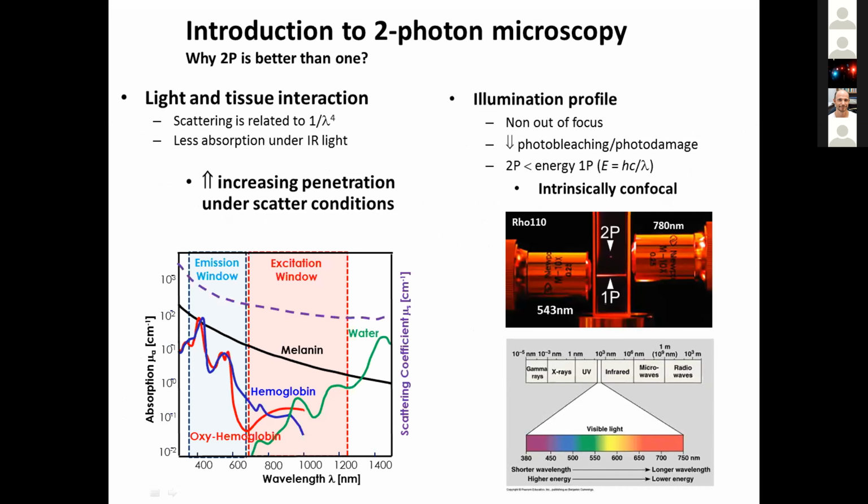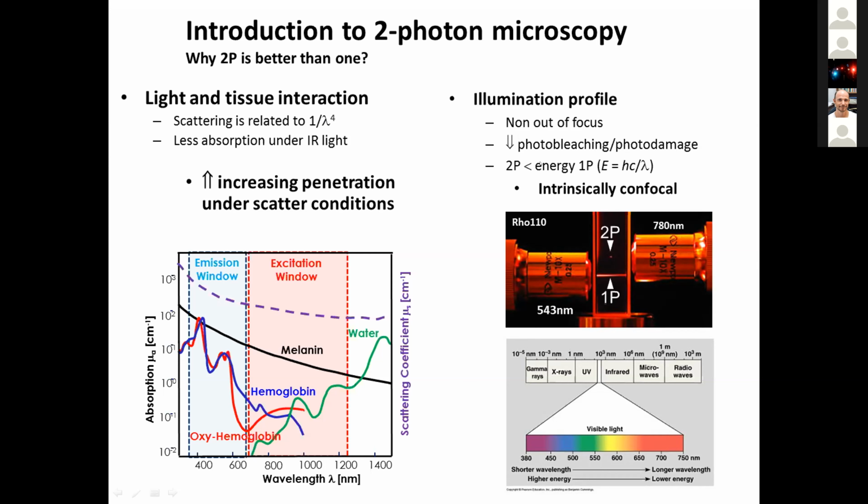And what is special about two-photon excitation? Well, the first thing is that we have increased penetration, because in the range that we use for two-photon excitation there is the minimum of absorption that we have in tissue and in our classical biological samples, but it is also a window where the scattering coefficient is relatively low. As we increase the wavelength, the scattering goes inversely with the power of 4 of the wavelength, and this is important to penetrate deep in the tissue.